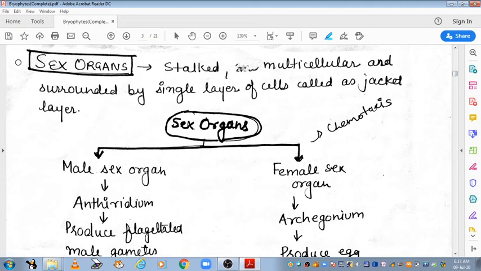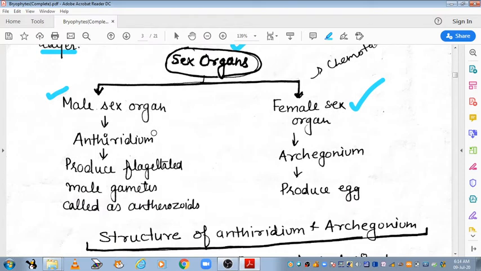Now, we know that the bryophytes have developed sex organs. These sex organs are stalked, multicellular, and surrounded by a single layer called the jacket layer, which protects these gametes or protects the cells which form gametes. Now, sex organs are of two types, male sex organ and female sex organ. The male sex organ is known as antheridium and the female sex organ is known as archegonium.